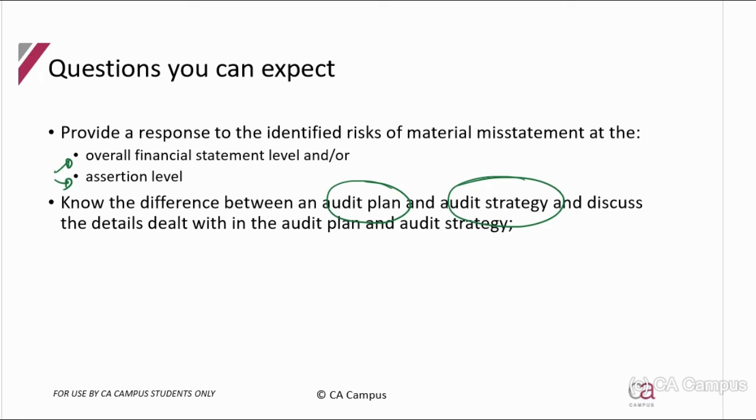The strategy being getting that understanding of the entity and its environment so that you can determine materiality and the risks and then the resources. Whereas the audit plan is literally responding to specific risks at the assertion level. So a specific account will have this audit plan and a different account will have another audit plan. Okay, so the audit plan is for each account. It won't just be one standard audit plan.